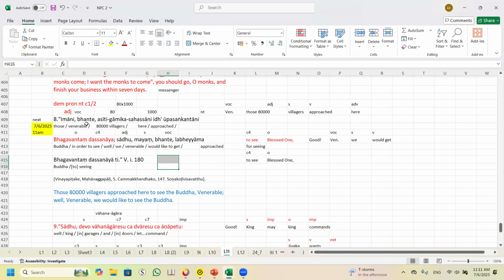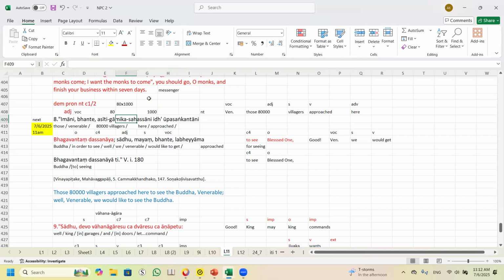In this case, this is bante, so the bante we put in the vocative. Can you see this ani and the ani here? Now you see there's ani, and that means this is going to be an adjective. The word sahasa, take away the long a, take away the ni, means 1,000. So 1,000 here.